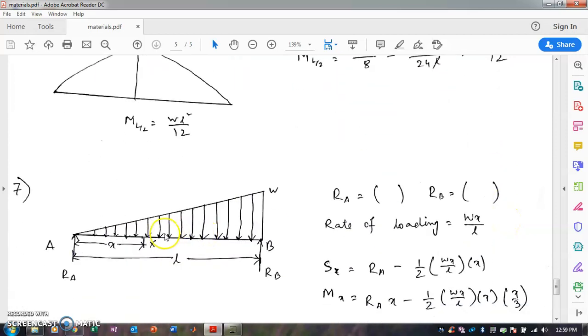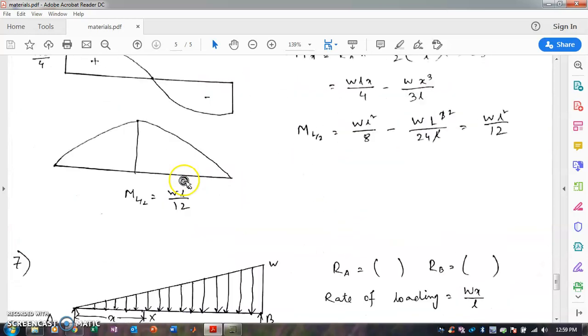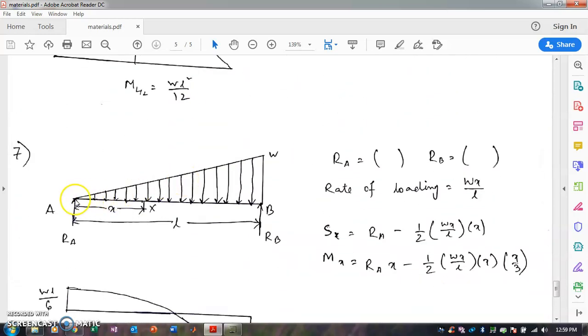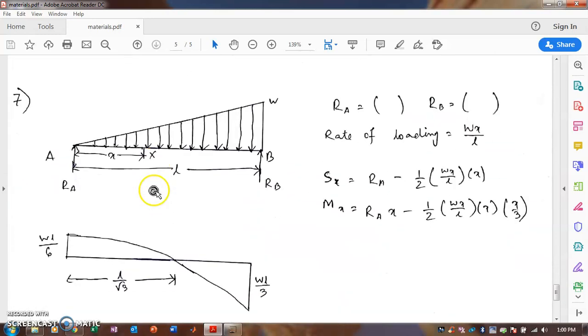And at last, if the uniformly varying load is distributed like this, that is 0 at one end and W at the other end, then the rate of loading here is Wx by L, not L by 2. Earlier it was L by 2 because the load became W at L by 2, but here the load becomes W at L. So here it will be Wx by L.